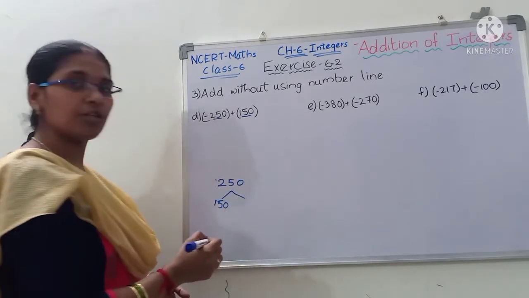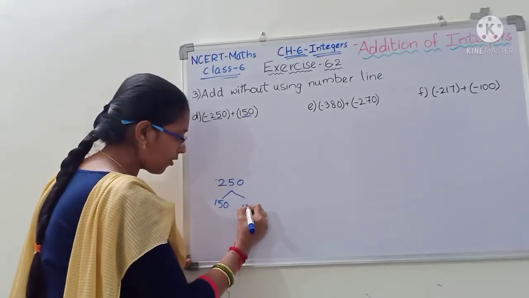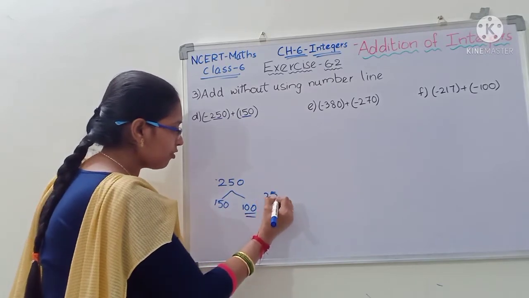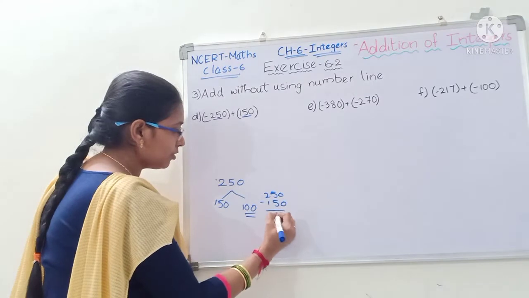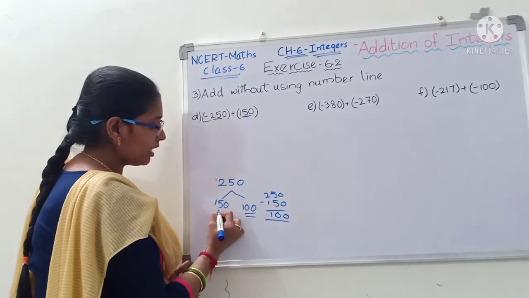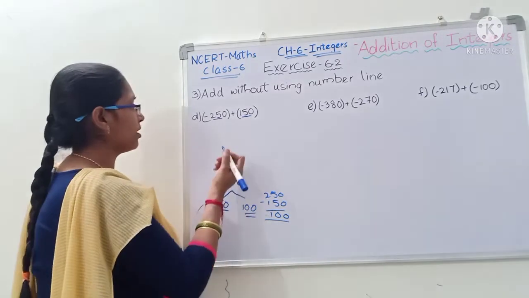What will be the other number, children? Correct. 150 plus 100 is 250. How can you get this 100? Just subtract 250 minus 150. You get 100, right? So, one number is 150, one number is 100. 150 plus 100 is 250.